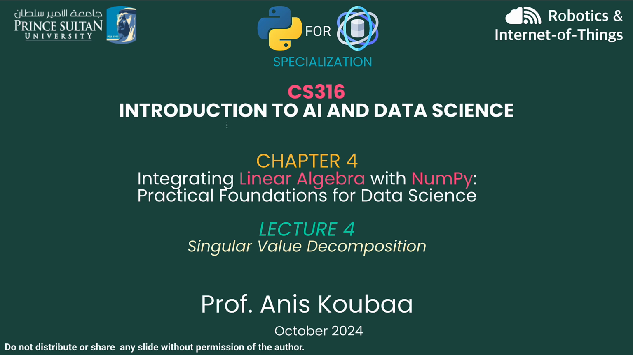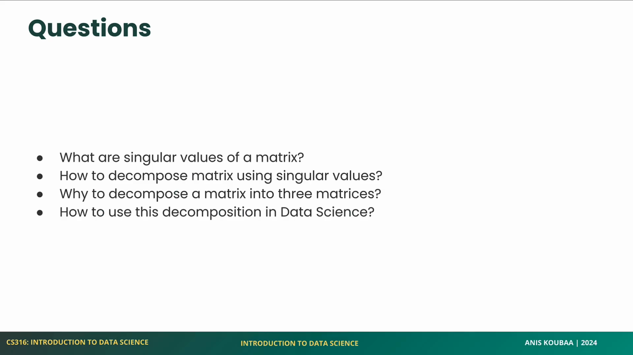We're going to learn a little bit of the mathematical concepts to understand them, and then we're going to look at how to apply this in a data science context, like a book recommendation system. So we're going to try to address these questions. What are singular values of a matrix? We have learned about eigenvalues. Now we're going to discover singular values, and they are very much related. How to decompose a matrix using singular values, and how to decompose a matrix into three matrices.